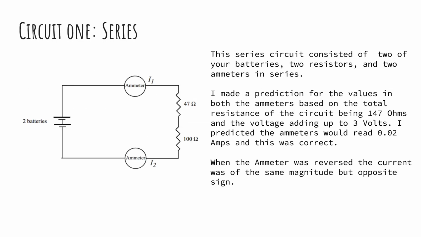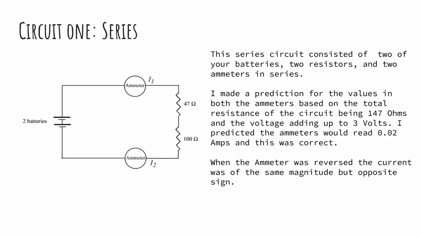So in our first experiment, it was a series circuit. The circuit consisted of two batteries, two resistors, and two ammeters. I made a prediction for the value in both the ammeters based on the total resistance of the circuit, which was 47 plus 100, which gave 147 ohms. And the voltage was given by two batteries with each 1.5 volts, so it was 3. And using V equals IR, I predicted that the ammeter should read 0.02 amps, and this was correct when I set up the experiment in our simulation.